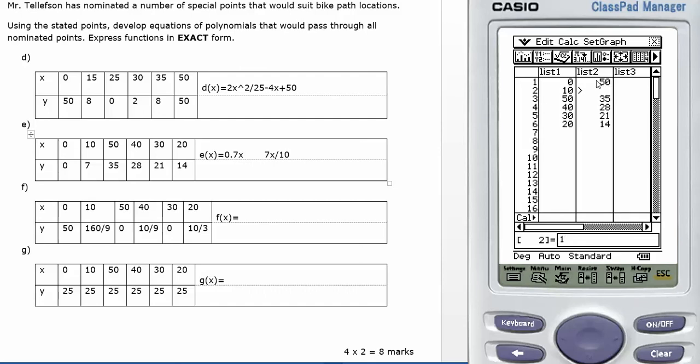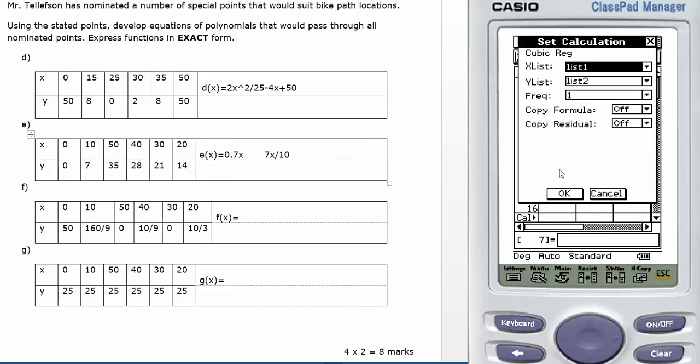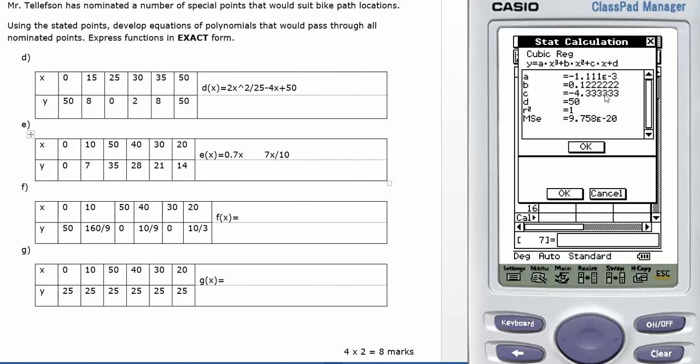Okay, that's that. Looking at the next one, okay, enter, resize, I've got 50, I'm not confident I'm going to get exact answers for this one, 160 divided by 9, 0, 10 divided by 9, 0, and 10 divided by 3. And if I do calculate maybe a cubic regression, okay, I get some non-exact answers here. R squared is 1, so it is a cubic. I've got negative 1.11111, 0.1222222, negative 4.33333. Okay, so I know it's a cubic.